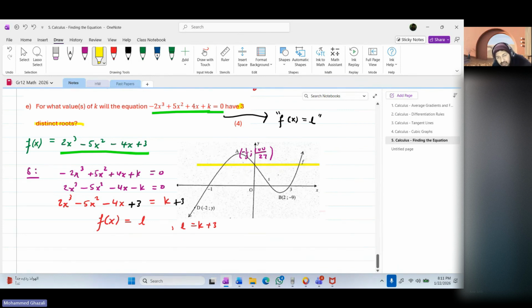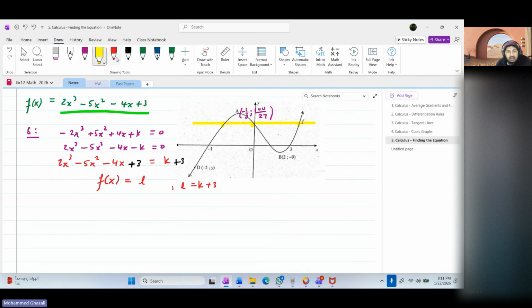Now if you cut in between the turning points, obviously you can see 1, 2, 3 points. And anywhere in between, watch here, I'm going to slide this horizontal line. If I go below the turning point, I have a problem because the horizontal line is cutting the graph once only. If I go above the turning point, it's only cutting once. I have to be in between the turning points. So in between -9 and 100 over 27.